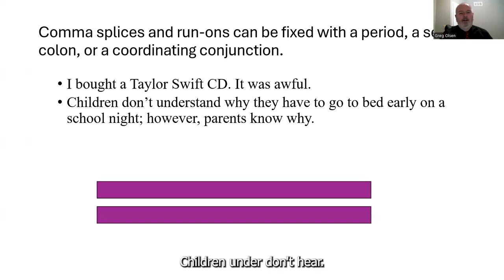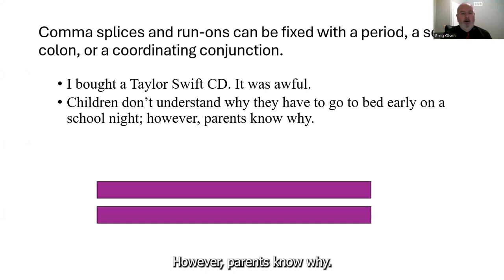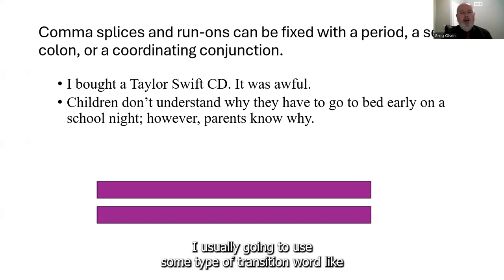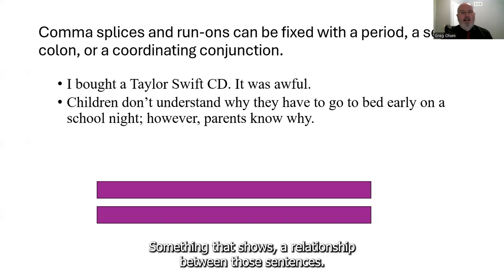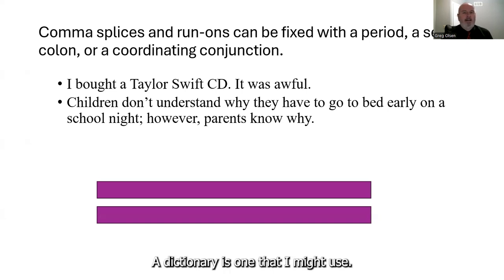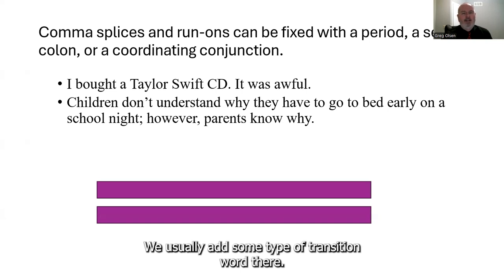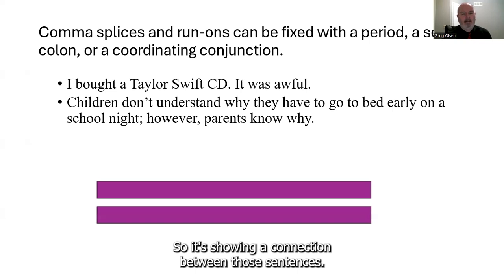The next one: Children don't understand why they have to go to bed early on a school night; however, parents know why. Now, it is important to know that because I use that semicolon, I'm usually going to use some type of transition word, like however, or after, or meanwhile. Something that shows a relationship between those sentences. Additionally is one that I might use. Okay, so we usually don't just separate sentences with a semicolon. We usually add some type of transition word there, so it's showing a connection between those sentences.